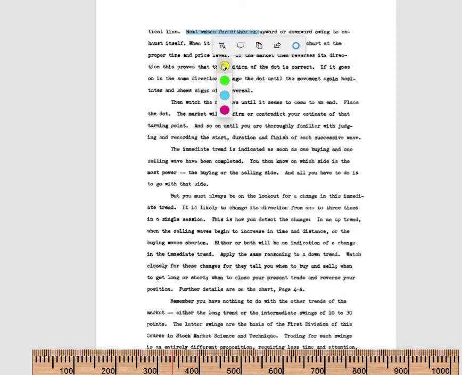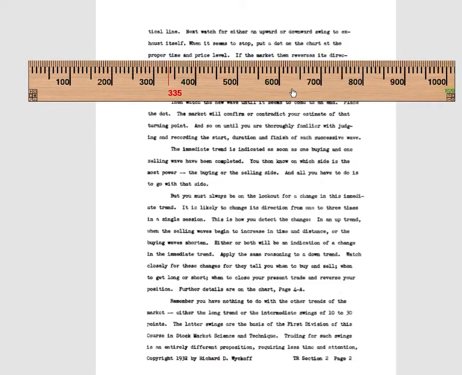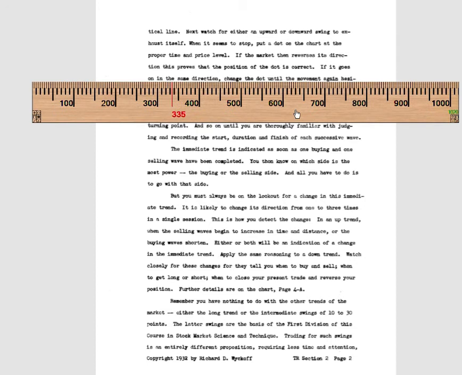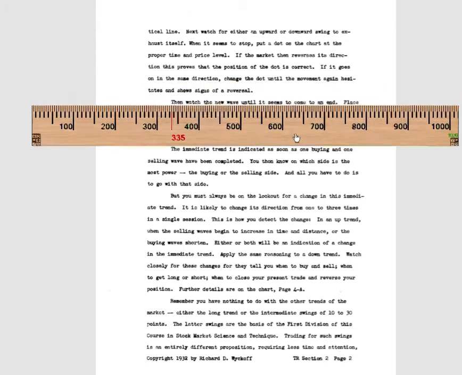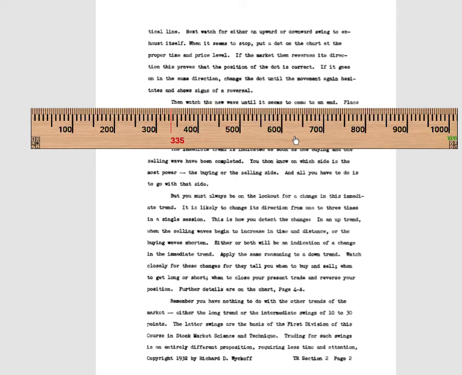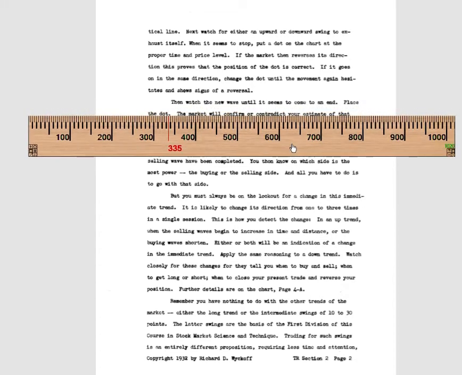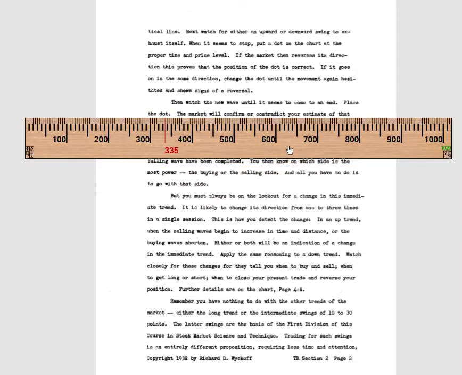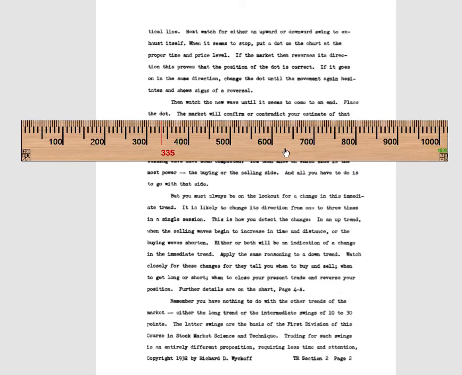Next, watch for either an upward or downward swing to exhaust itself. Whether it seems to stop, put a dot. If the market then reverses its direction, this proves that the position of the dot is right. If it goes the other way, then change the dot until you figure out how to judge a turning point. Okay? Then watch the wave until it seems to come to an end. Please place the dot. So he's just talking about hand charting, placing dots, but obviously you just use a zigzag indicator. You don't have to put any dot. But you do have to judge the turning point.